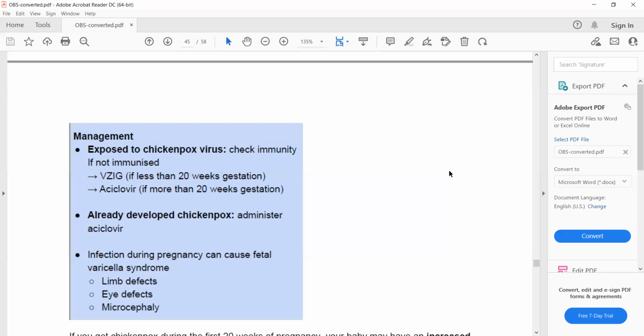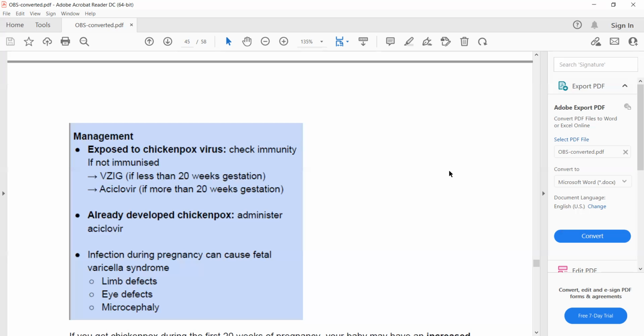Now, if a female is exposed to chickenpox virus, remember that the infectivity period of chickenpox virus is 2 days before the appearance of the rash and 5 days after the appearance of the rash. This is the infectivity period for adults.